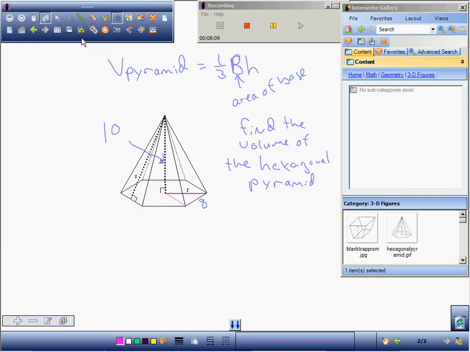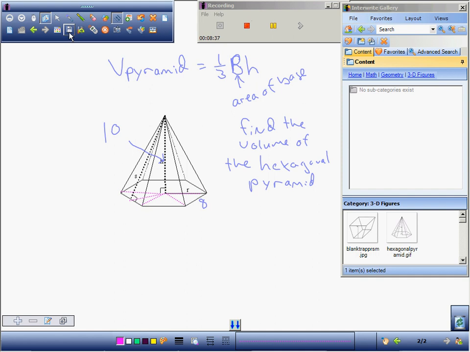So what does the radius have to be? 8. But that's not really what I need to know for a hexagonal pyramid, but I'm going to draw the radius over to here. That's not going to be the radius, is it? Okay, watch. This is tricky. Let's look over here. See that little triangle there? I'm going to make it bigger.